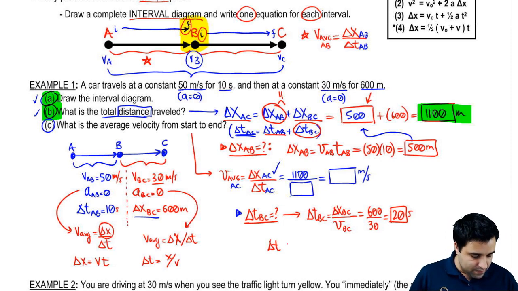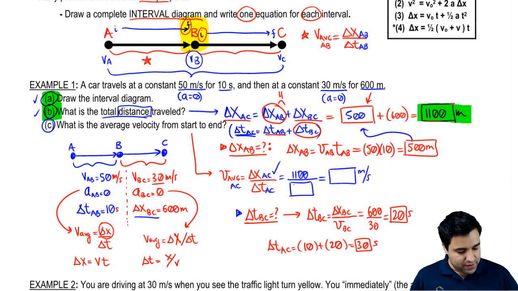So my total time from A to C is just the addition of my two times, and it is going to be 10 plus 20 equals 30. So I plug in 30 here, you divide 1100 by 30, and you get 36.7.